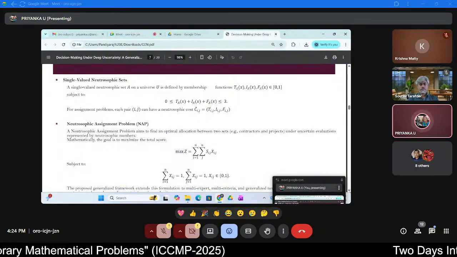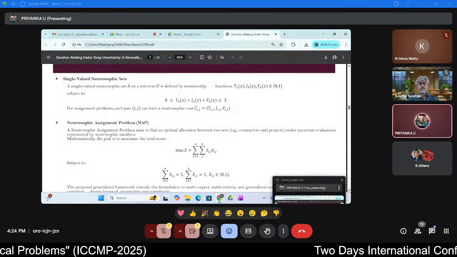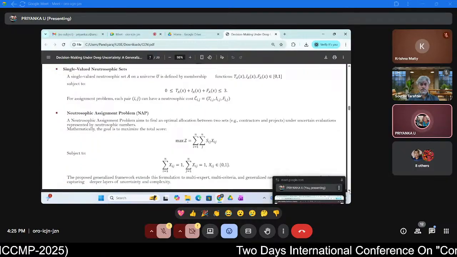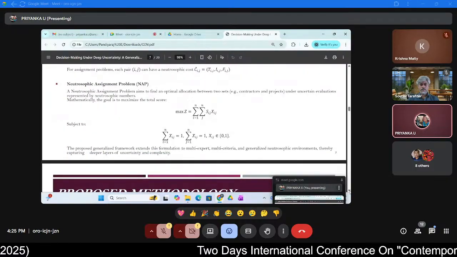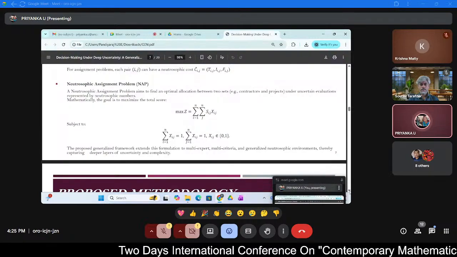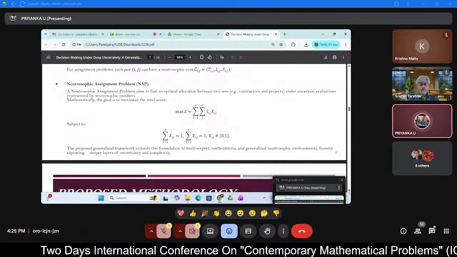For the assignment problem, each pair ij can have a neutrosophic cost Cij equal to (Tij, Iij, Fij). Neutrosophic assignment problem. A neutrosophic assignment problem aims to find an optimal allocation between two sets under uncertain evaluation represented by neutrosophic numbers. Mathematically, the goal is to maximize the total score.